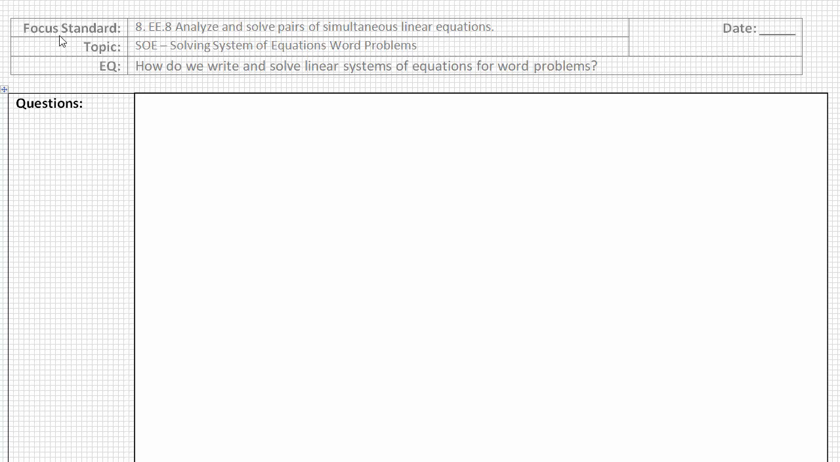For this lesson, our focus standard comes from Grade 8, Expressions and Equations, Standard 8. Analyze and solve pairs of simultaneous linear equations. The topic for this lesson comes from our unit, Systems of Equations, Solving Systems of Equations Word Problems. Our essential question is, how do we write and solve linear systems of equations for word problems?